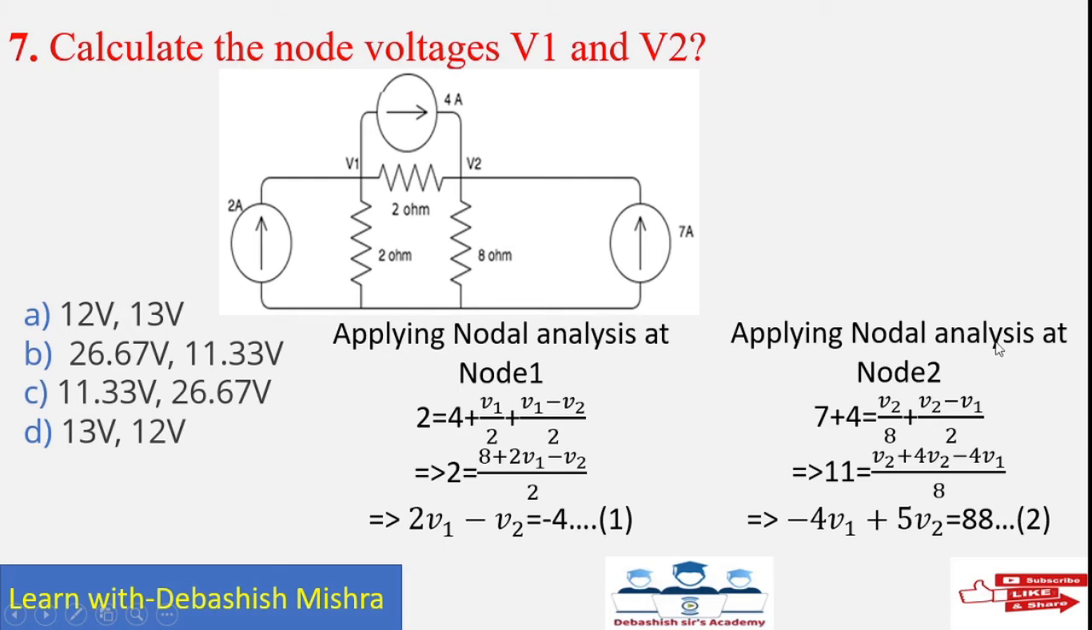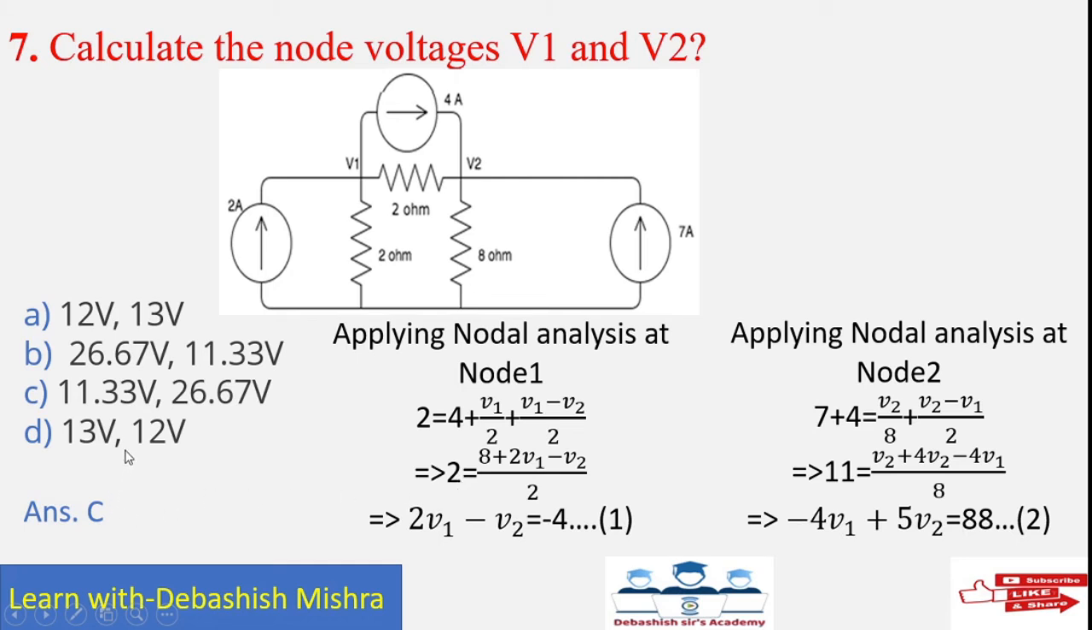Then applying nodal analysis at node 2. This is your node 2. 7 is the incoming, 4 is the incoming, and V2 by 8 is outgoing, V2 minus V1 by 2 is the outgoing current. So 7 plus 4 equals V2 by 8 plus V2 minus V1 by 2. So 11 equals, taking LCM, V2 plus 4V2 minus 4V1 by 8. So it implies that minus 4V1 plus 5V2 equals 88. Solve these equations and you will find the answer.